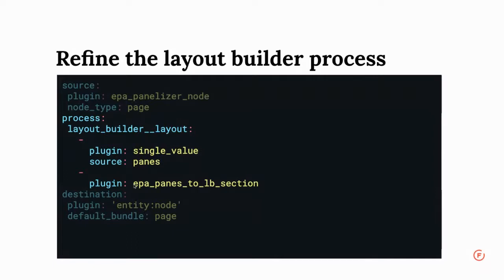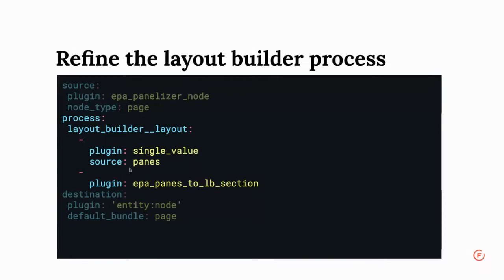If we didn't pass it through single value first, the way this process would work is we'd take the first pane and send it to the process plugin, and then we'd take the second pane and send it to the process plugin. But that wouldn't make any sense because these panes eventually all need to end up in one section for Layout Builder. If you remember, there's only one database row in that database table for Layout Builder. So we need to work with these all together.